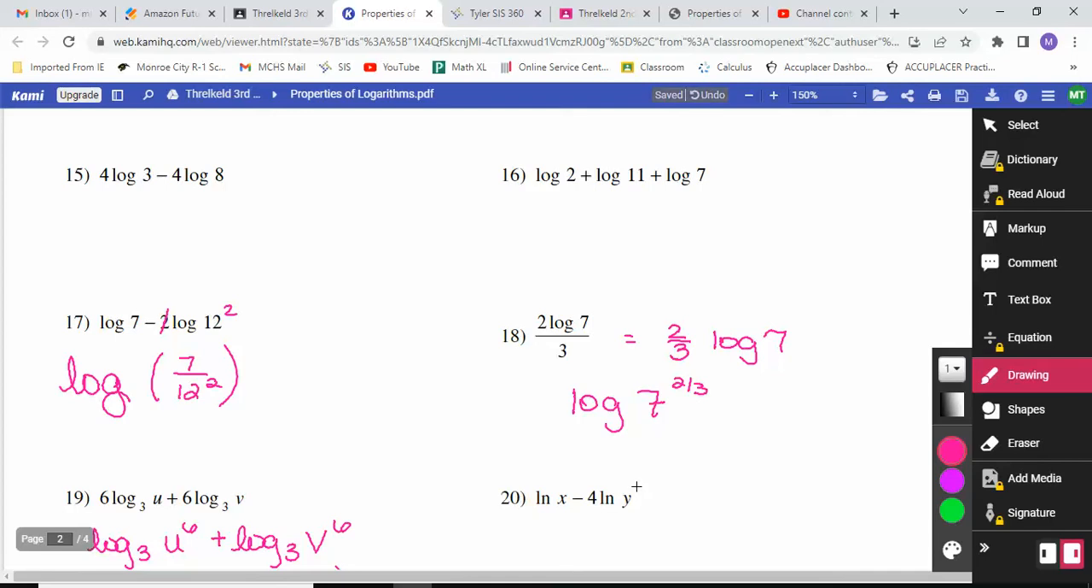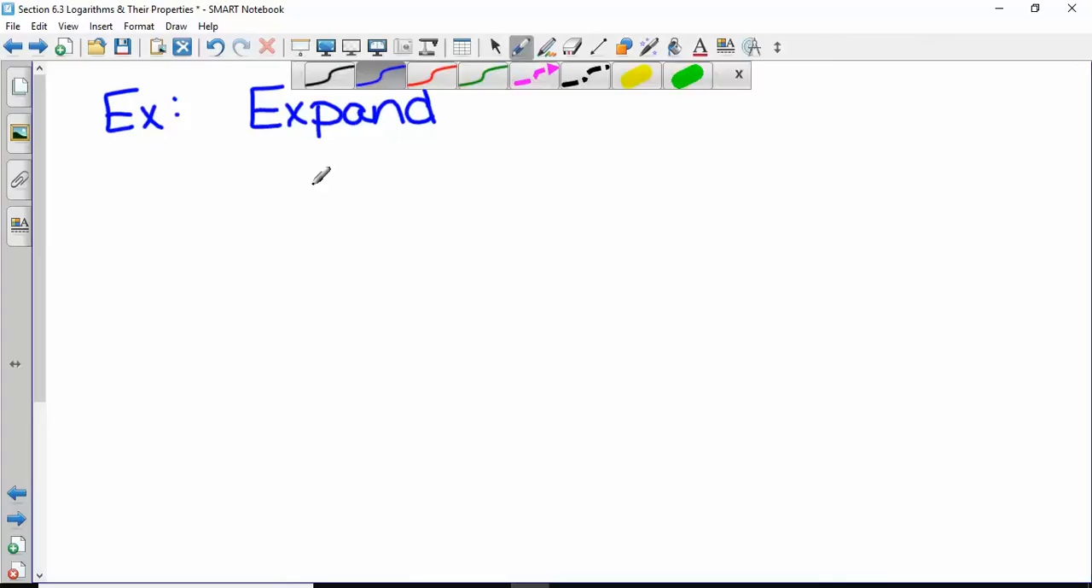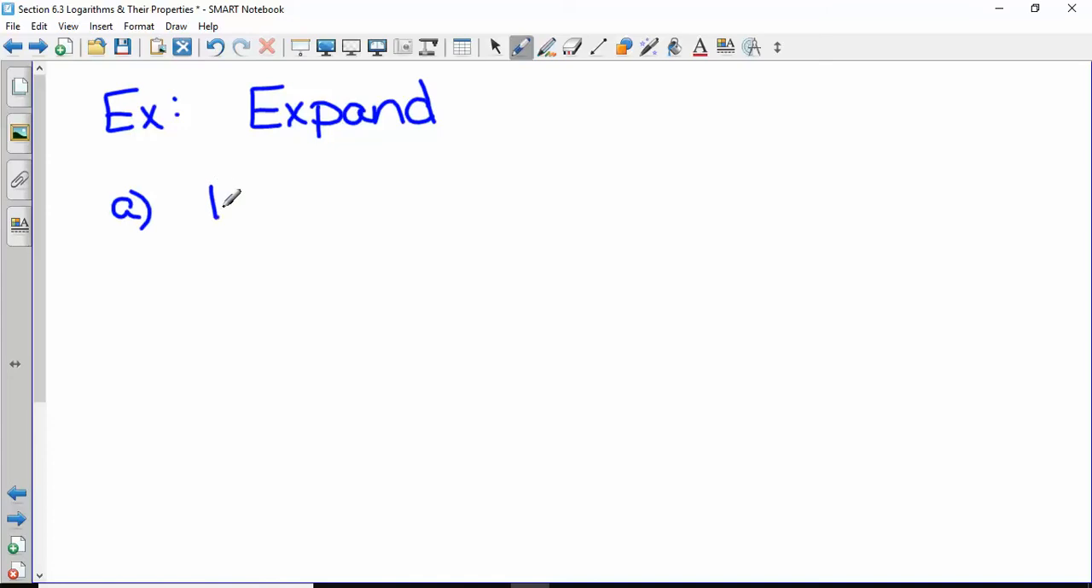All right, any others on this handout that you guys think we need to look at? What's IN? Oh, LN is just a natural log, so just like any other log. Okay. So if I ask you to expand, what does that mean? Yeah, we're breaking them apart. Okay. So can we do some harder ones now? Yes.